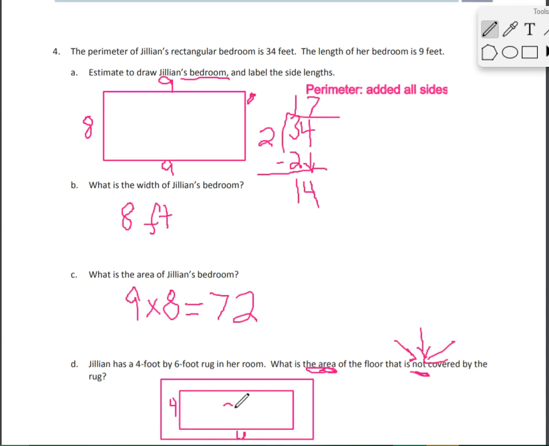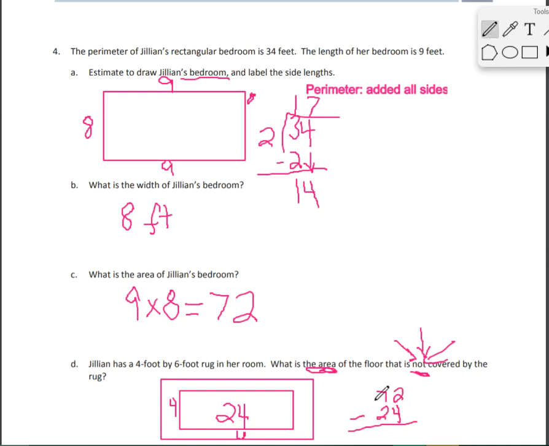So to find that, we're going to say what our area is, 4 times 6, that's 24. We know our total area is 72. I am going to subtract what the rug covers from the total area, and that will tell me what the rug does not cover, because we are looking for the part of the floor that has no rug, bare feetsies.